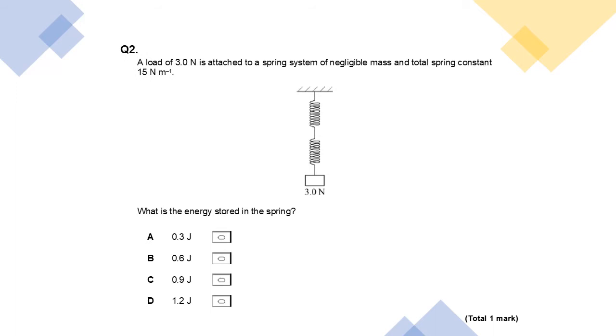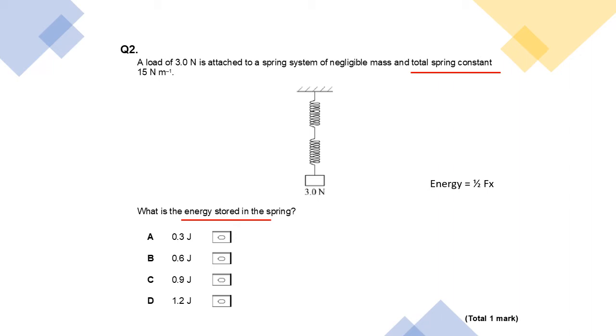So now the second question. You have the question there. What are the key things or the key information in the question? They have given us the total spring constant as 15 Newton per meter. They are asking us to find the energy stored. So whenever we see a spring and the energy stored comes into the picture, the equation that should come to our mind is half force times extension.